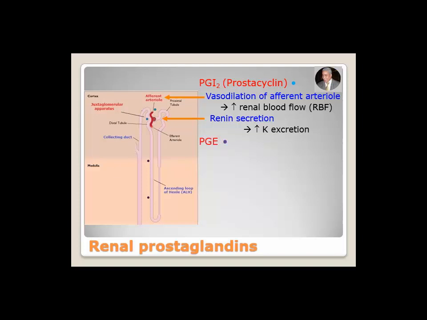Prostaglandin E2 inhibits sodium reabsorption in the ascending loop of Henle. And prostaglandin E1 interferes with the action of antidiuretic hormone, which controls water excretion.